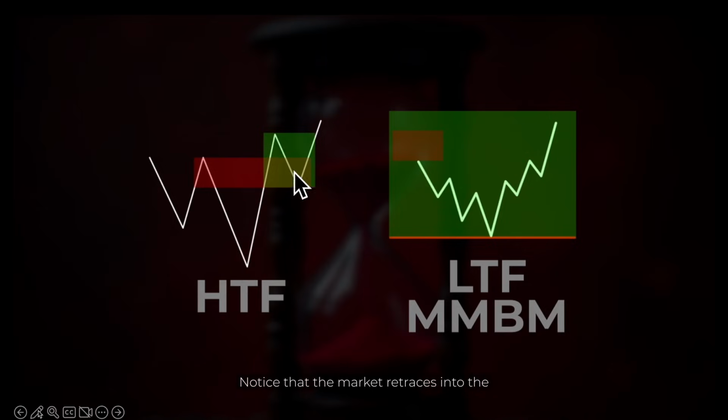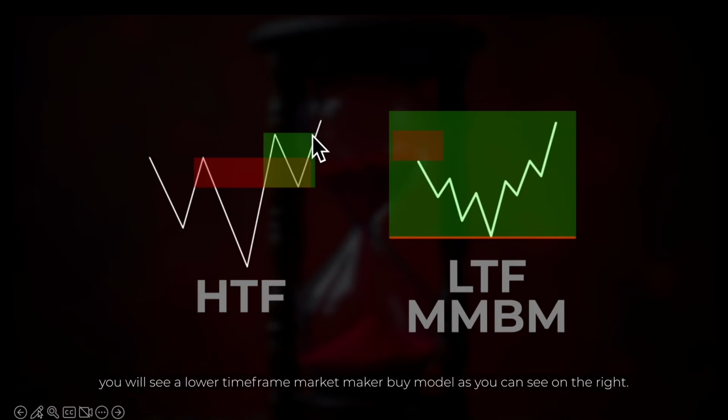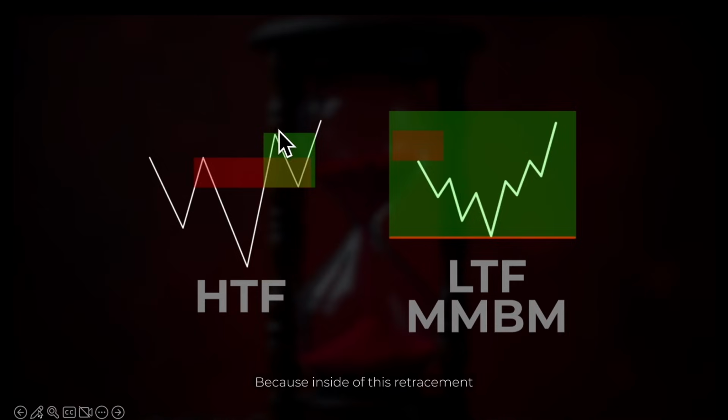Notice that the market retraces into the price range of that bullish breaker, and we then see the market eventually expand towards the upside. Inside of the fractal of this retracement lower, followed by this expansion higher, you will see a lower time frame market maker buy model as you can see on the right. Why? Because inside of this retracement lower, what's taking place is that sellers are being trapped into believing that we're going to see lower prices next. Meaning, a lot of sellers are being induced into the marketplace.